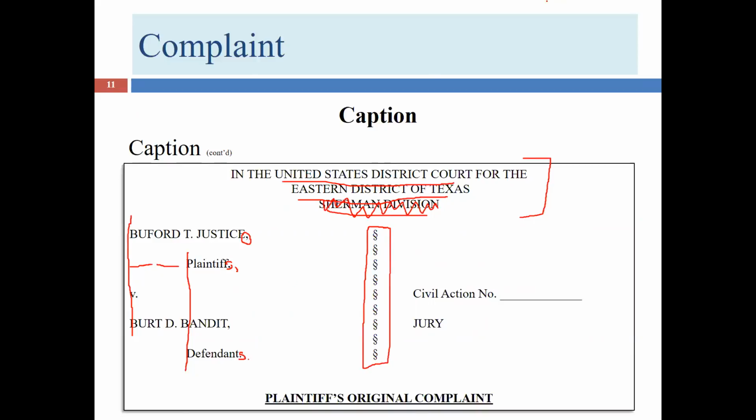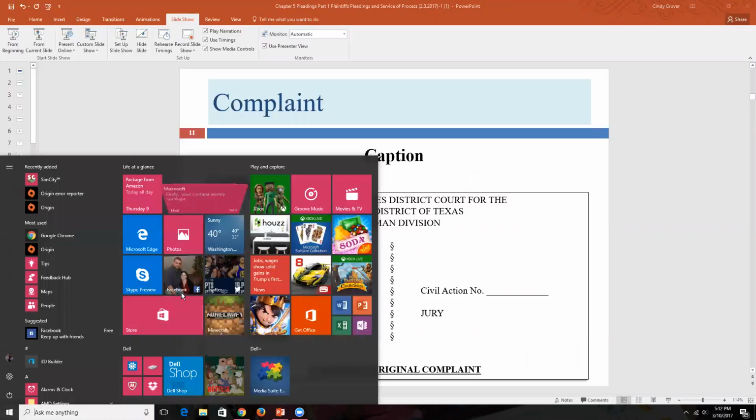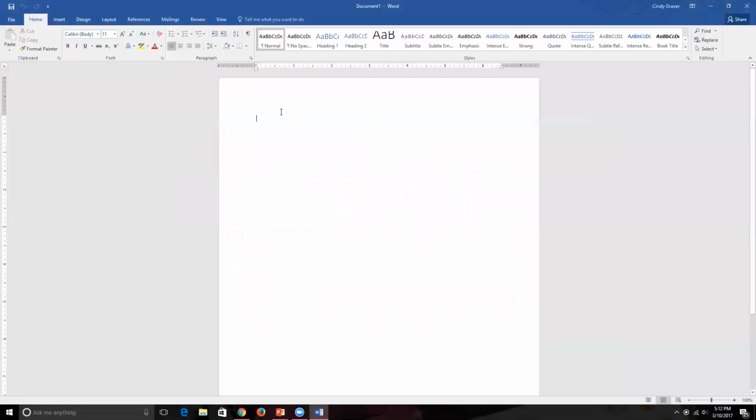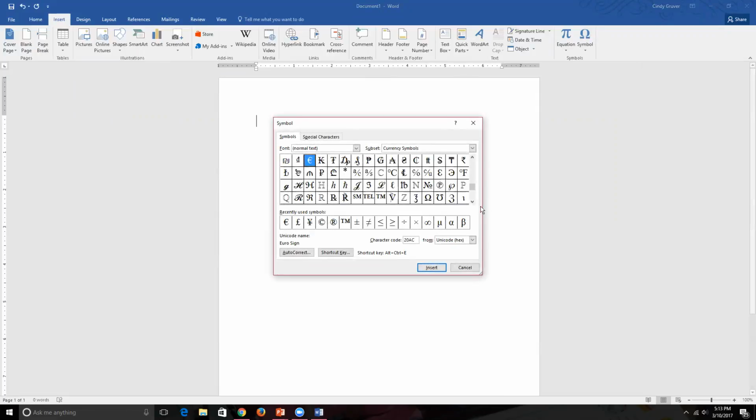Now, let me show you how to make section symbols. It's a new computer, so here we go. Use kind of a big font here. So I'm going to go to Insert. I'm going to go to Symbol. And because it's a new computer, it does not automatically populate here, so I'm going to go to More Symbols. And then I'm going to look and find my section symbol.